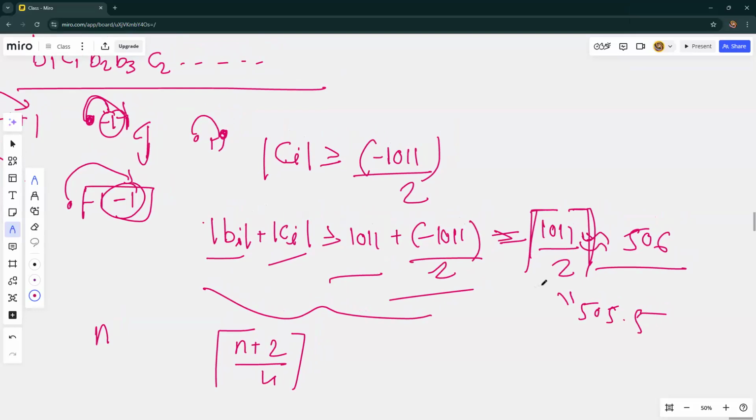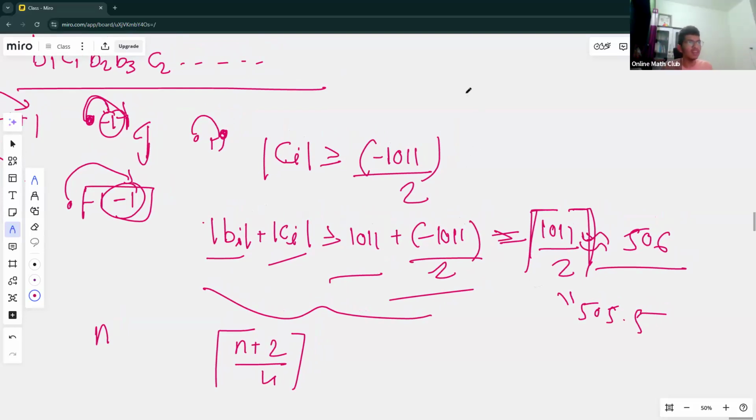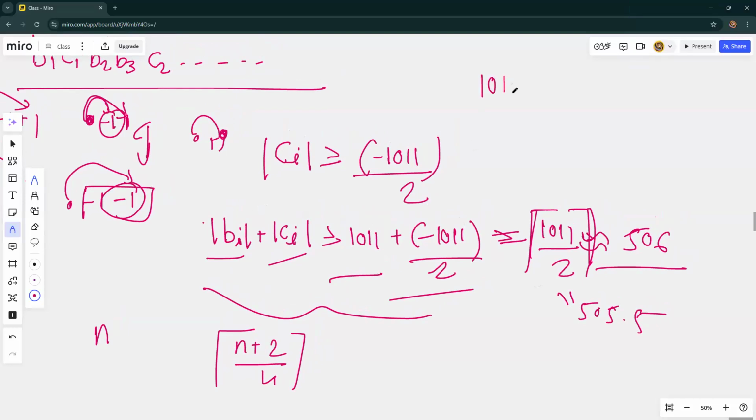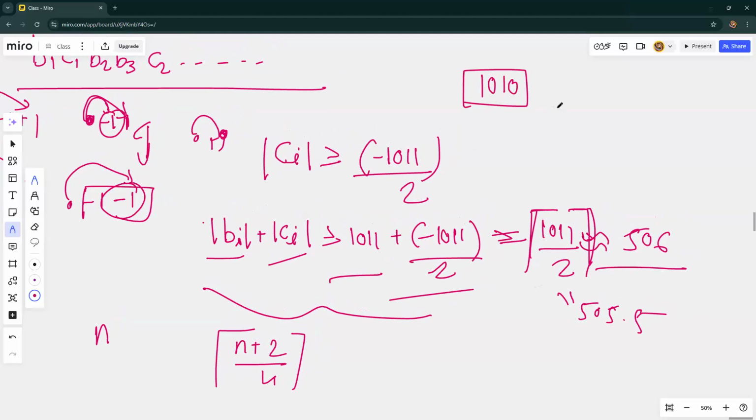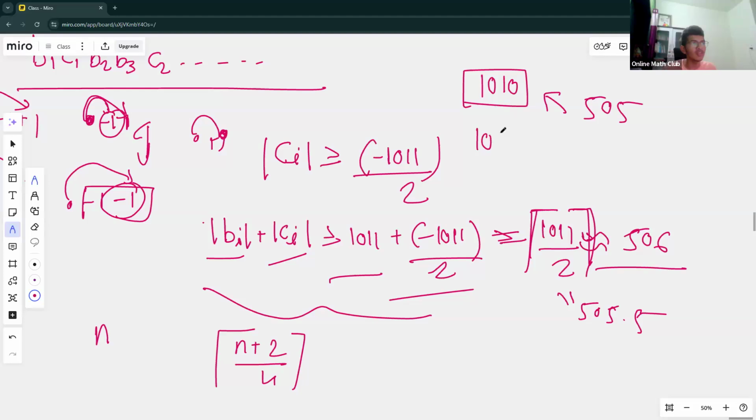So how many minus ones do we have? If you have 1010, then we would always be able to remove 505. Now suppose you have these numbers. Here we can also remove 505 numbers, right? That one number can go anywhere.